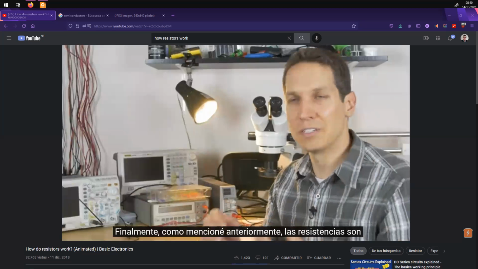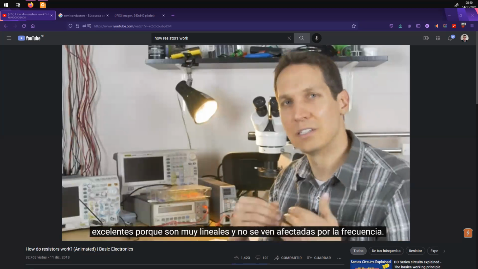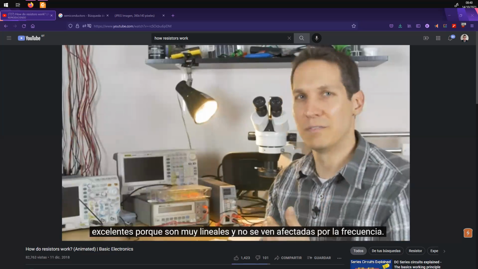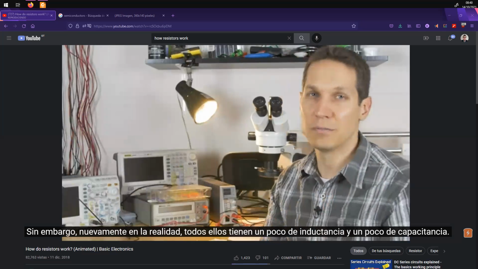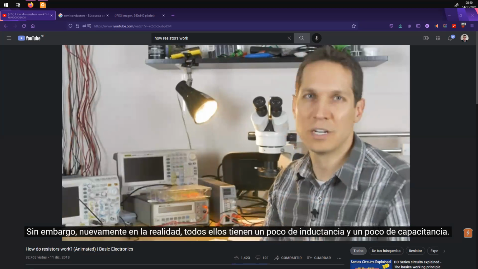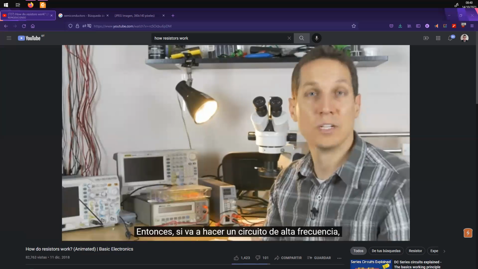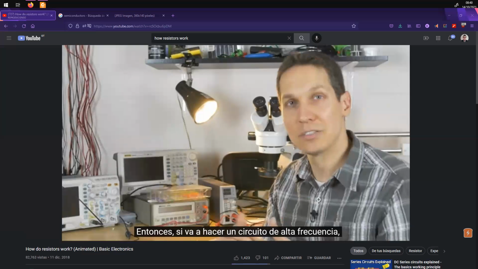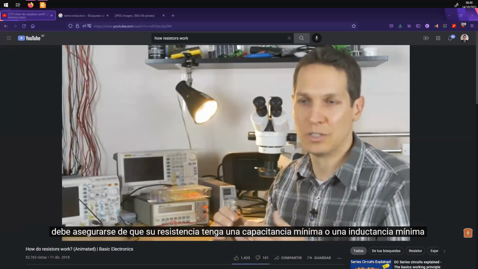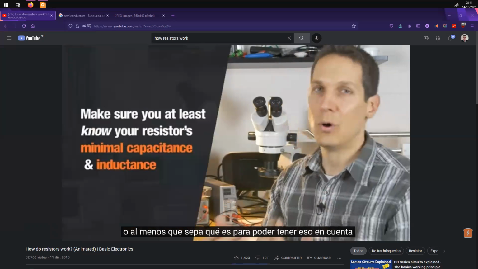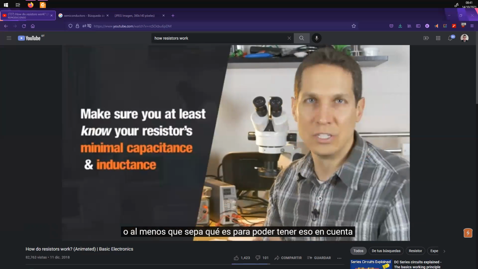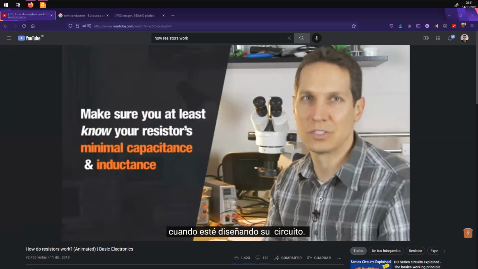Finally, as I mentioned earlier, resistors are great in that they're very linear and they don't get affected by frequency. However, again, in reality, all of them have a little bit of inductance and a little bit of capacitance. So if you're going to be doing a high frequency circuit, you want to be making sure that your resistor has minimal capacitance or minimal inductance, or at least that you know what it is so that you can take that into account when you're designing your circuit.